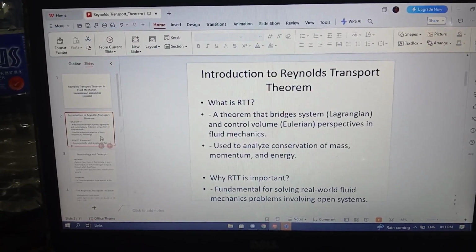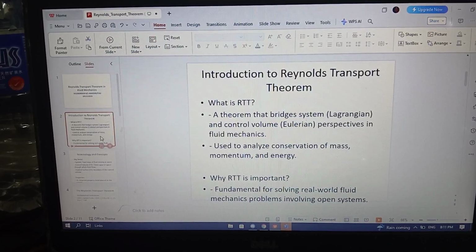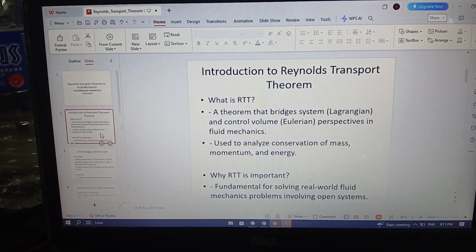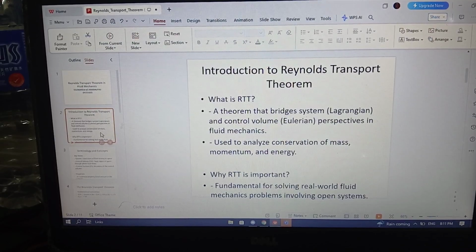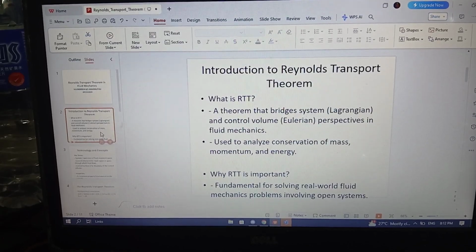Today I would like to explain about Reynolds transport theorem. Okay, introduction to Reynolds transport theorem. What is Reynolds transport theorem? A theorem that bridges system Lagrangian and control volume Eulerian perspective in fluid mechanics, and it is used to analyze conservation of mass, momentum and energy.